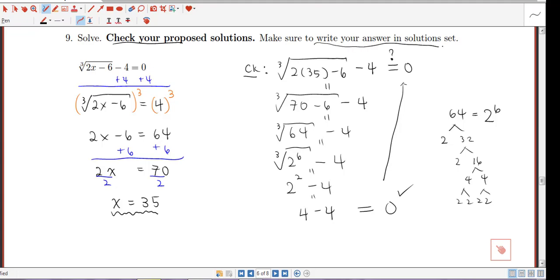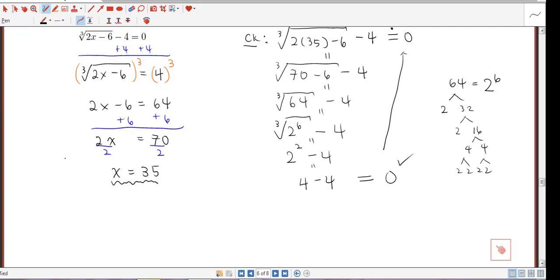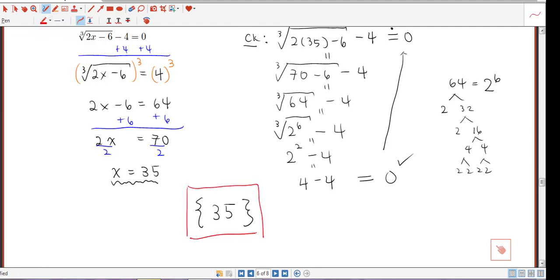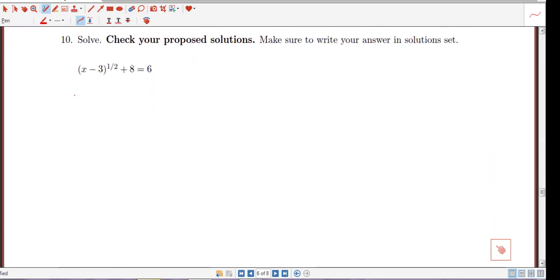Do you see this right here? Okay, solution set is nothing but the little curly bracket. In a math class, we read this guy as solution set is 3, 4. So, that's the answer. Okay, now let's go to the next one. Check your proposed solution, solve again.